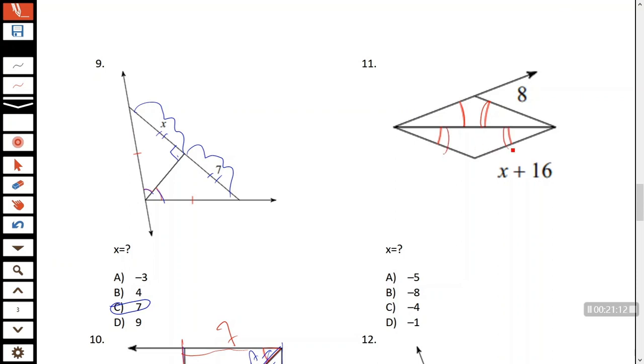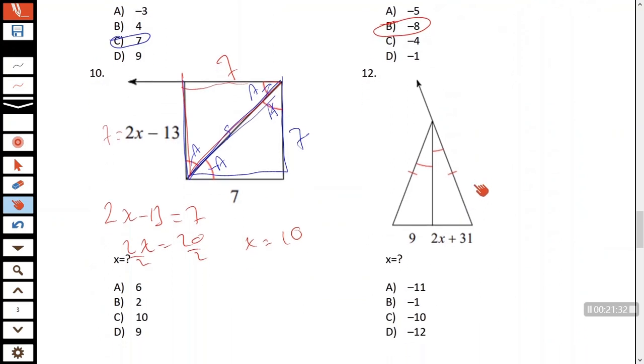Let's check this question. Same idea. As you see, they have the same mark here, here, here, and here. So these are congruent angles. If that's 8, I can say this is 8, and this is 8, and this is equal to 8. So minus 16, minus 16, x equals minus 8.